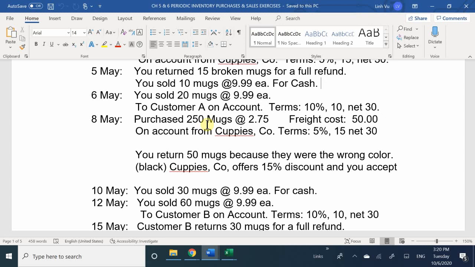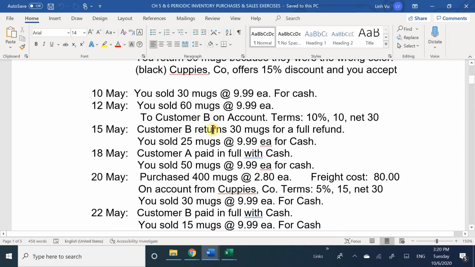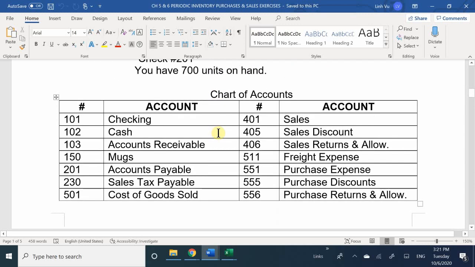The 8th of May, so we returned 50 mugs because they were the wrong color, and Cuppies Co. offers a 15% discount and we accept. We originally were supposed to buy brown mugs. They sent us black mugs, and we said no, we want to attempt a refund, but they convinced us, saying, "Hey, black mugs and brown mugs, you could still sell the black mugs. So how about I give you a 15% discount, and you accept it?" So how are we going to journalize this, but also how are we going to calculate this for our inventory?